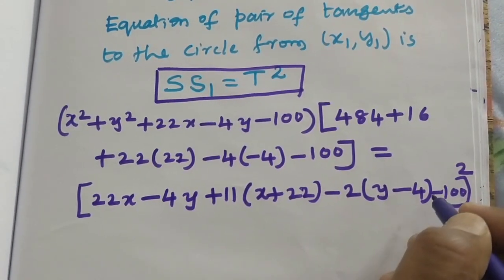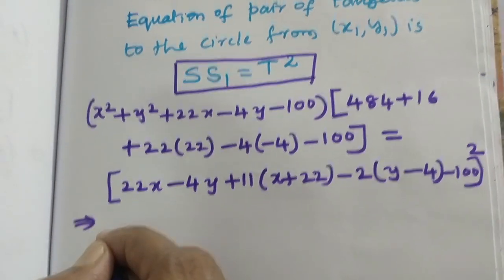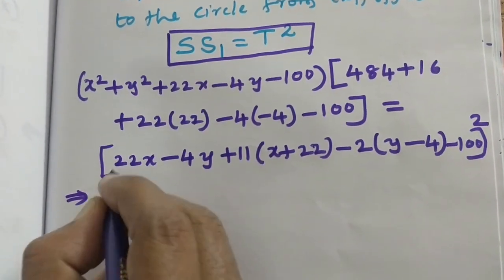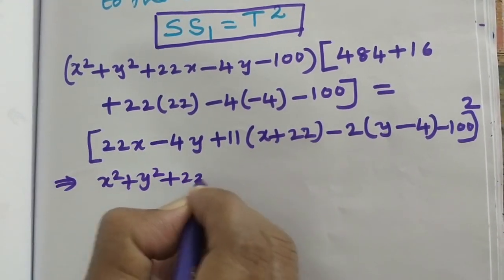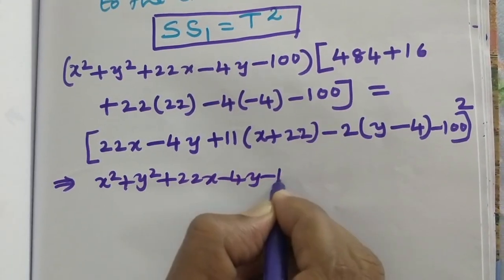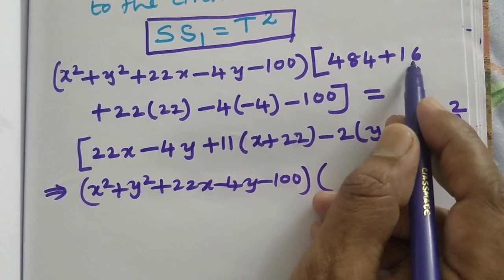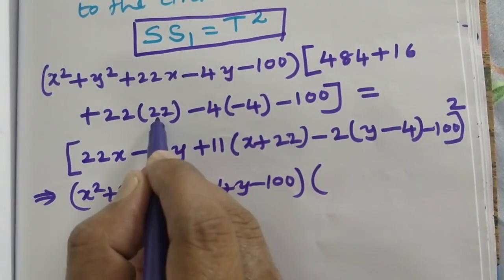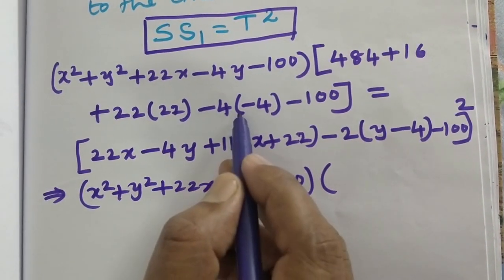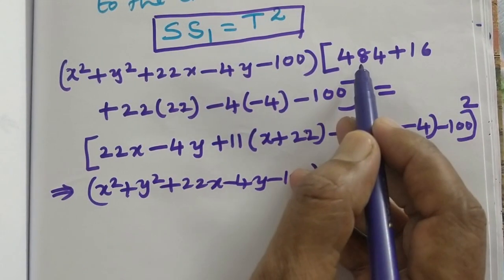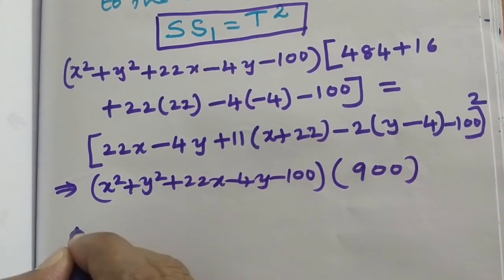This you can solve. After simplification you get the equation of pair of tangents. Let us see. x square plus y square plus 22x minus 4y minus 100 into, this one is 484 plus 16 is 500, and this also, 22 into 22 is 484. This one is 4 4s are 16. So this also becomes 500. 500 plus 500 is 1000, minus 100 is how much? 900 is equal to this one.